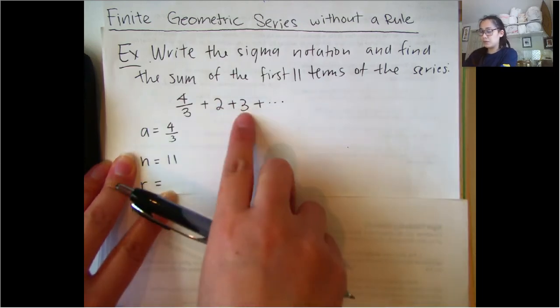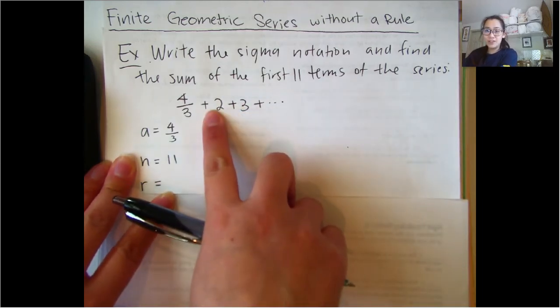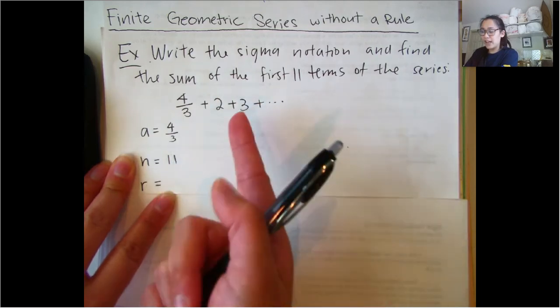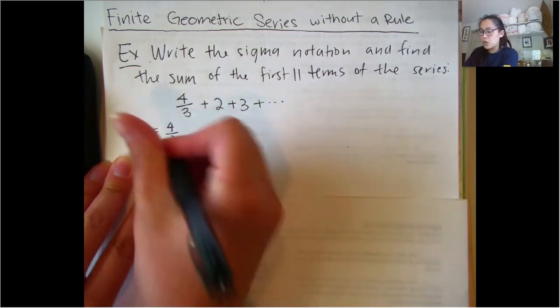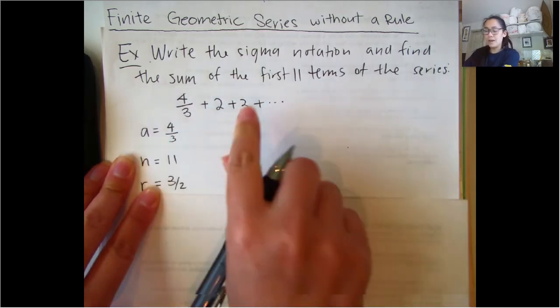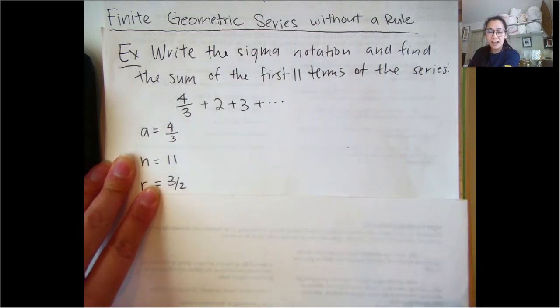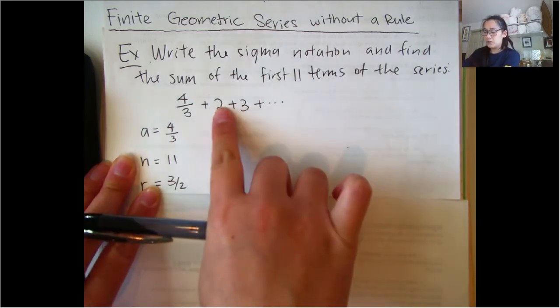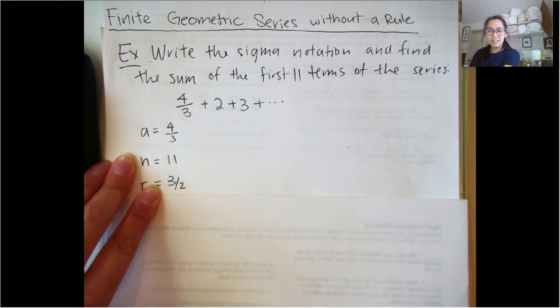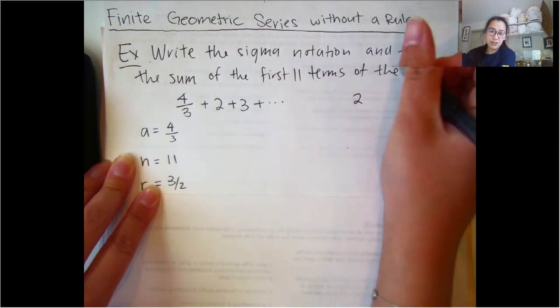So if you do 3 divided by 2, that'll get your R. If you do any term divided by its previous term, you should get your R. So 3 divided by 2 is just 3 halves. Alternately, if you did 2 divided by 4/3, ideally you get the same R. If you get a different R, then you did something wrong, or it's not a geometric series.